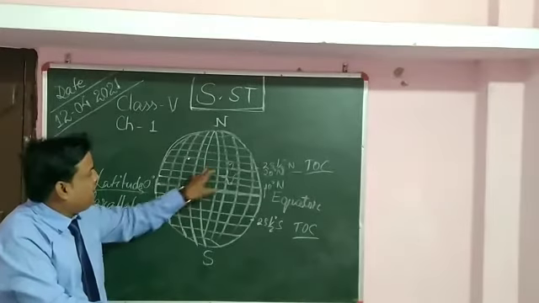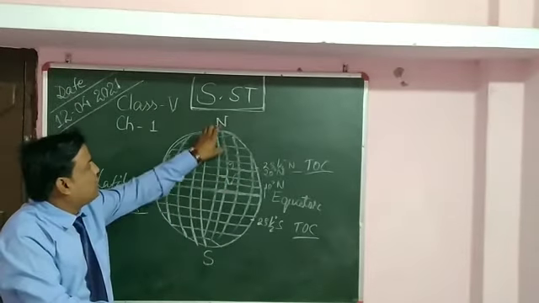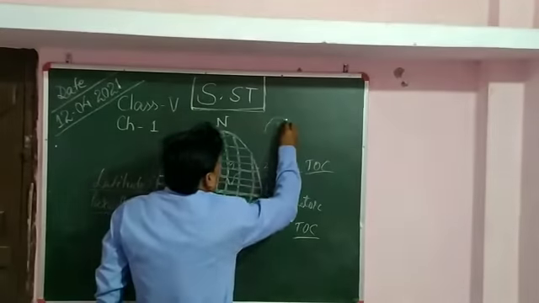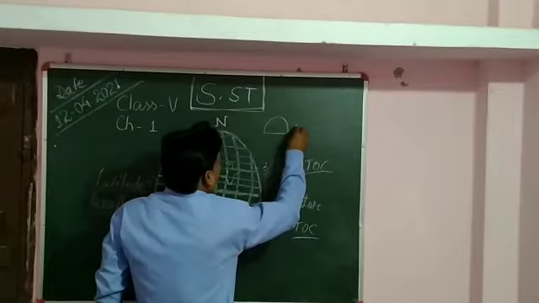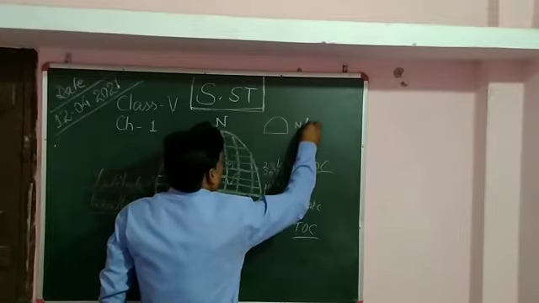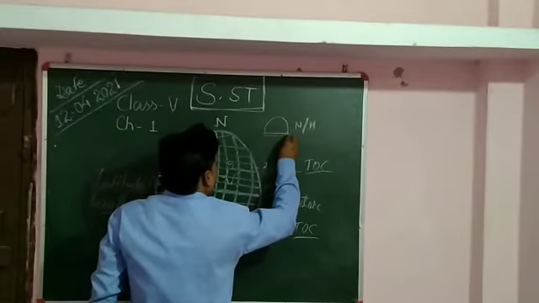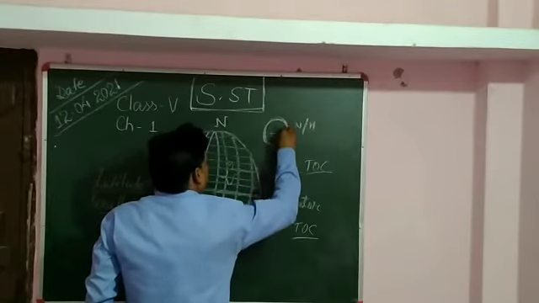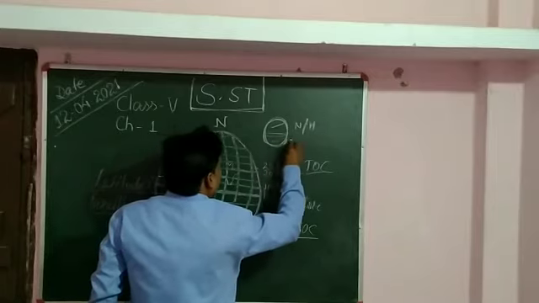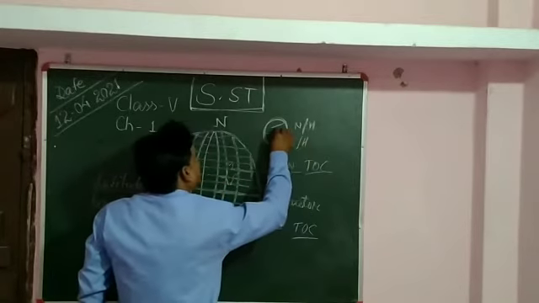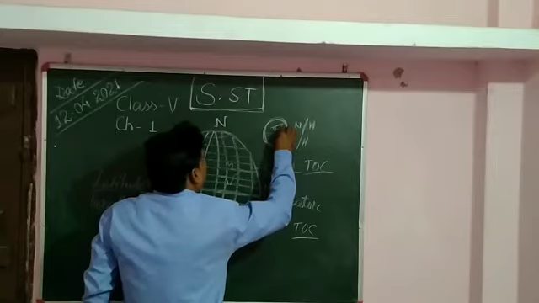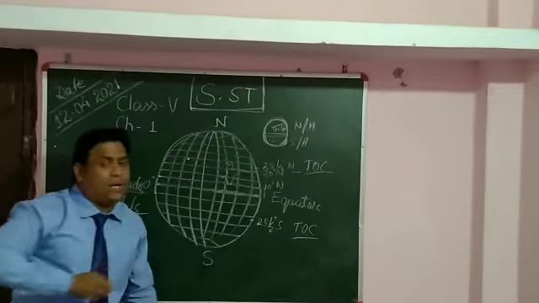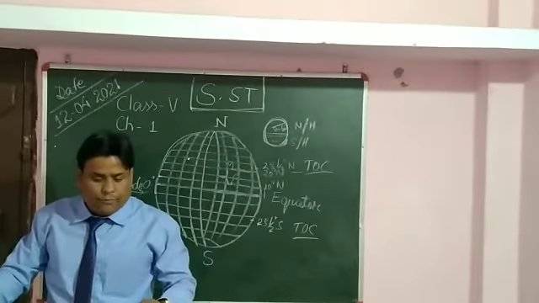Our country India lies totally in the northern hemisphere. Northern hemisphere means, as I told you, the upper half, and the lower half is the southern hemisphere. You have to keep in mind that the upper one is northern and this is the southern hemisphere. So India lies here, totally in the upper part of the globe.